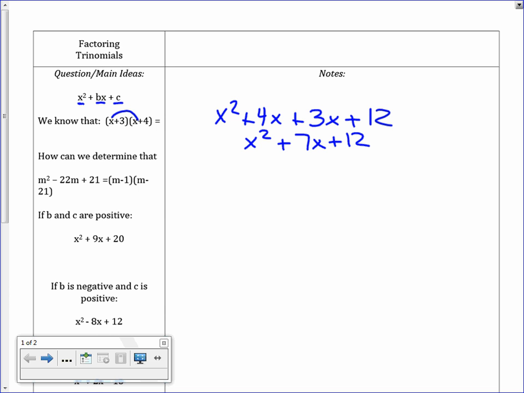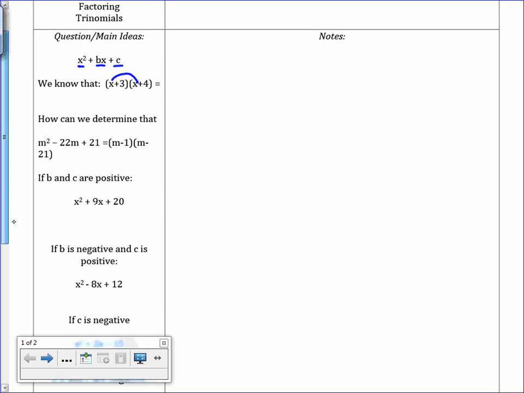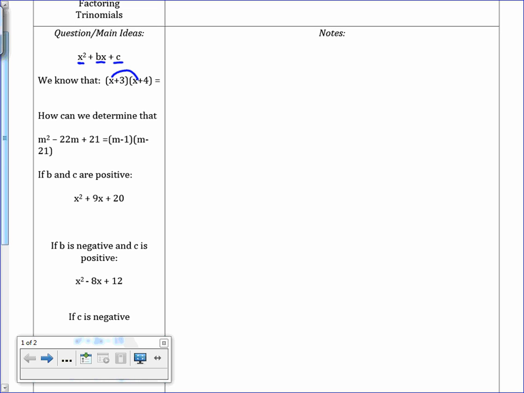But what we need to be able to understand is how can we determine, and you can keep this on there, I'm just doing this to create more space, how can we determine that m squared minus 22m plus 21 equals m minus 1 times the quantity m minus 21. What we want to figure out today is how do we determine the binomials that equal the actual trinomial. So there's a couple of scenarios that we're going to deal with.